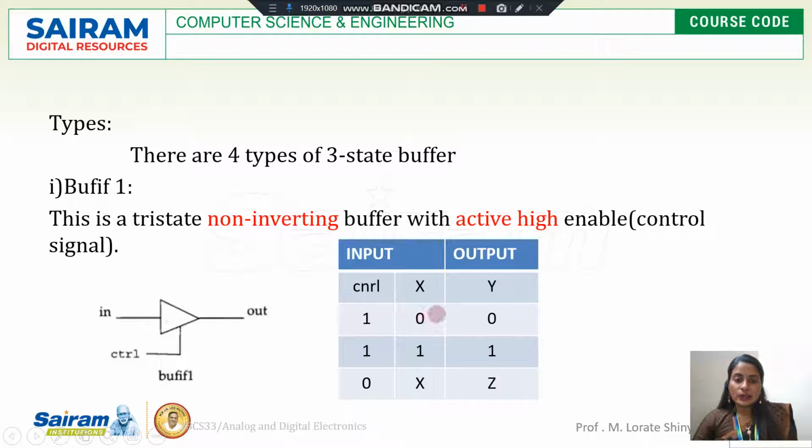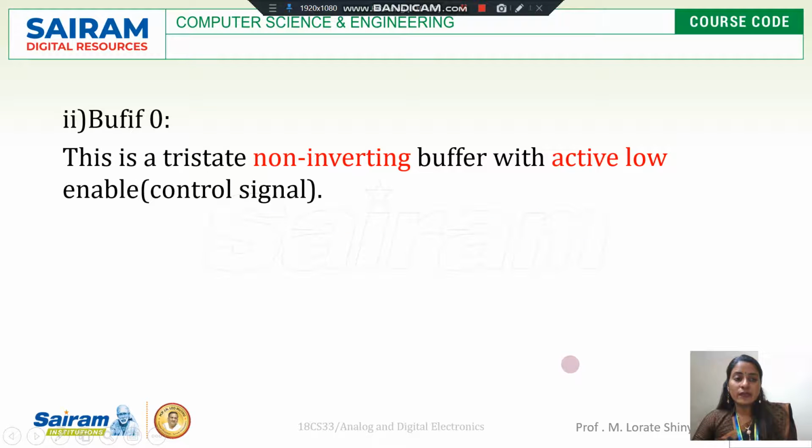X is 0, output is 0. X is 1, output is 1. If control input is 0, x can be 0 or 1, but you will not receive the output. Second one, buffer if 0.